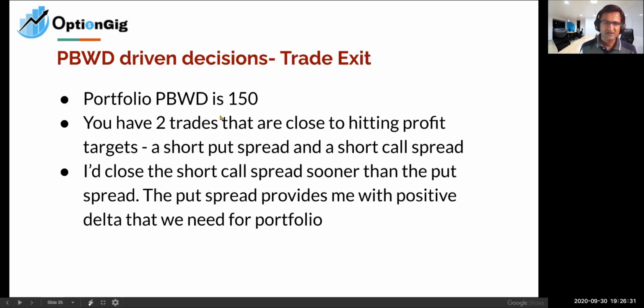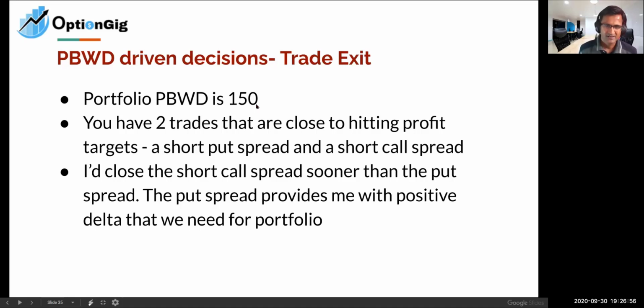In this case, I would rather close the short call spread because I'm already short of deltas. I want to make sure my bullish trade stays on. So I will close the call spread because this is a negative delta trade, and I let my put spread stay because it is giving me positive delta that I need for my portfolio.